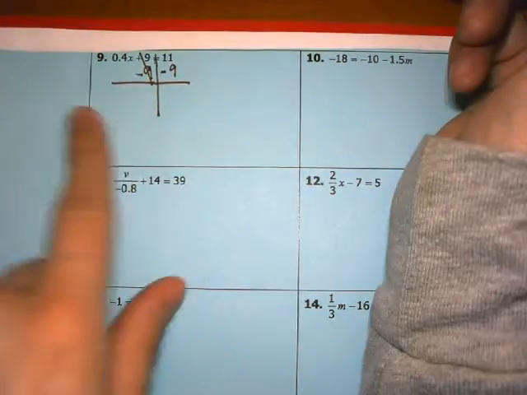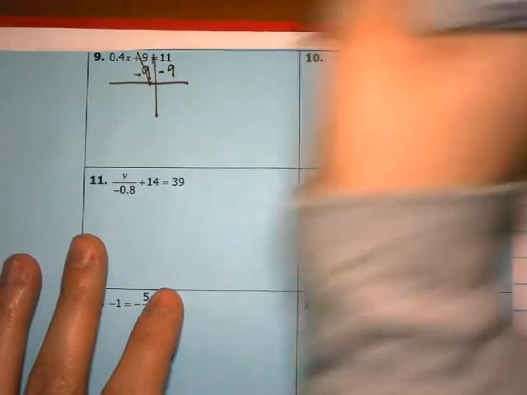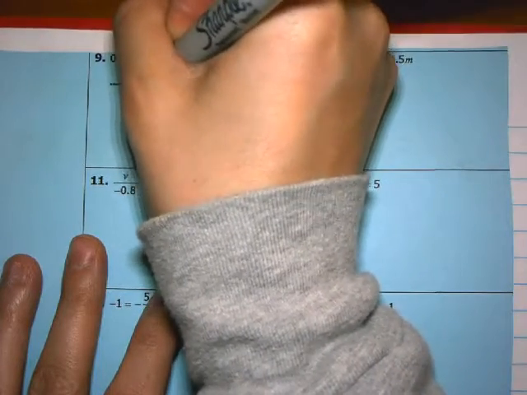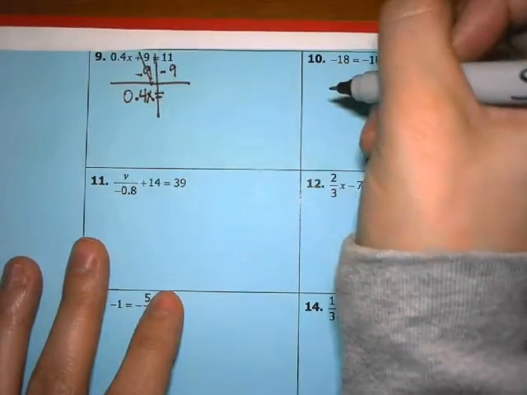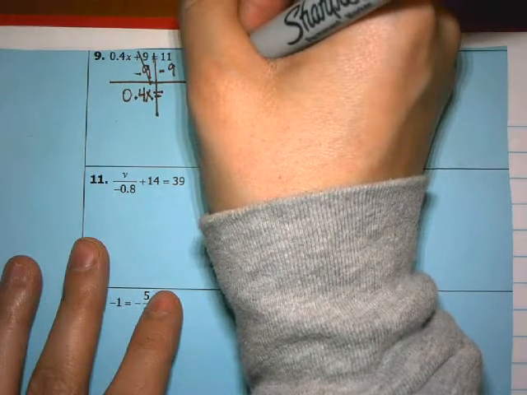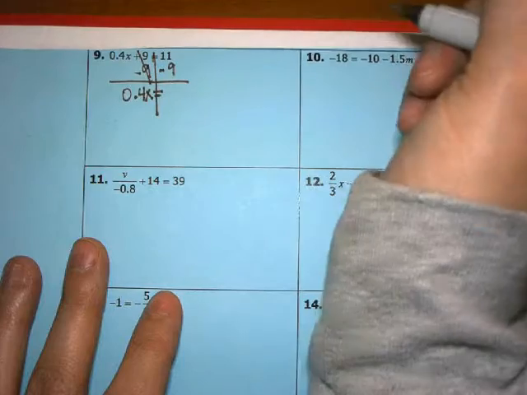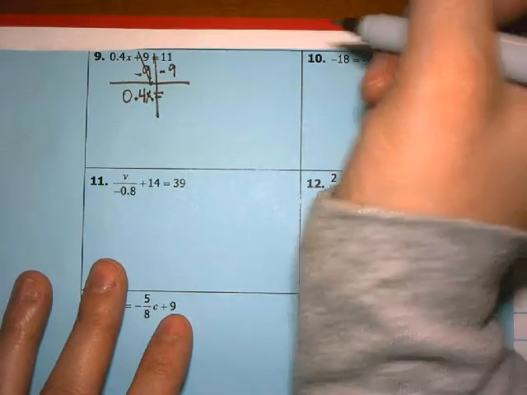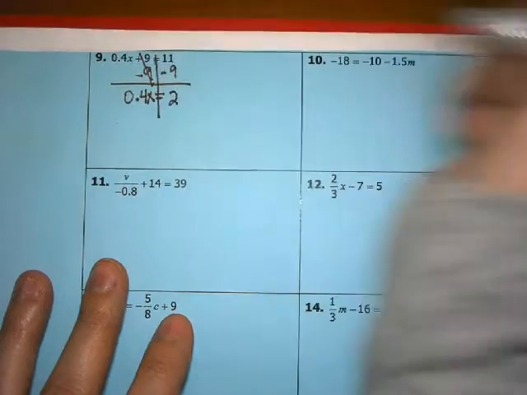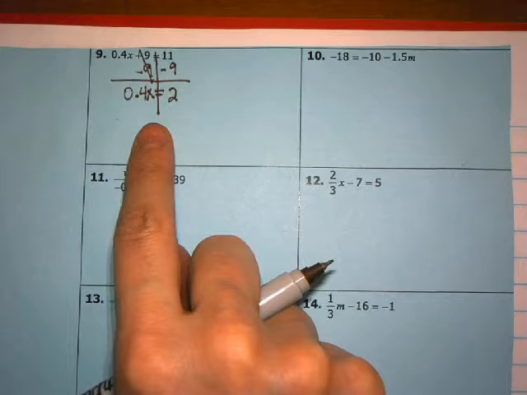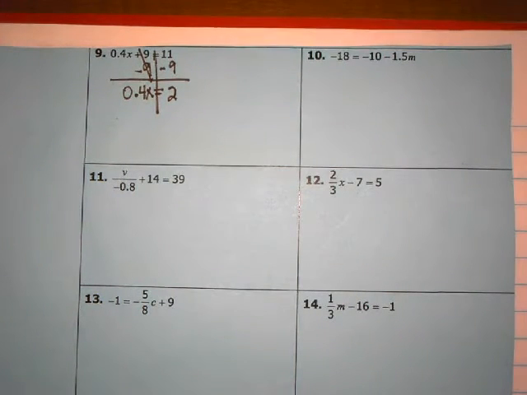Excellent. I need to subtract 9 on both sides. The 9's go away, so what am I left with, Lelia? 0.4x, right? Okay, good. Equals what? Well, it's 11 minus 9. There we go. That's all I needed. So you should have 0.4x or 4/10x equals 2. So what do I do now?